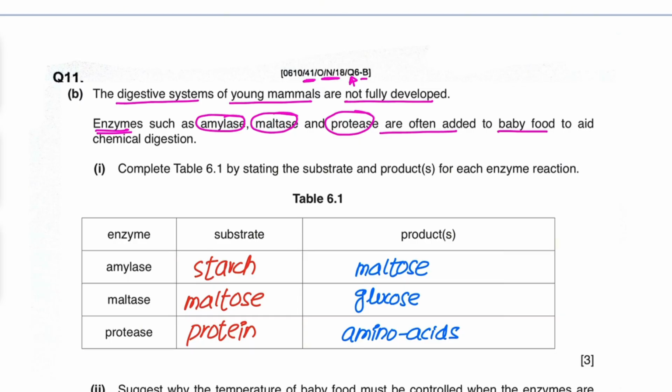Now, they say to complete table 6.1 by stating the substrate and the product for each enzyme reaction. This was all empty. They have given you the enzyme, then there comes the substrate, and then we have the product. The substrate of amylase is starch, and it would be broken down into maltose. The maltase enzyme would act on a disaccharide, which is maltose, and break it down into its two glucose molecules, but we are required to write just glucose once. The protease enzyme would break down the substrate protein into the product of protein digestion, which goes by the name amino acid.